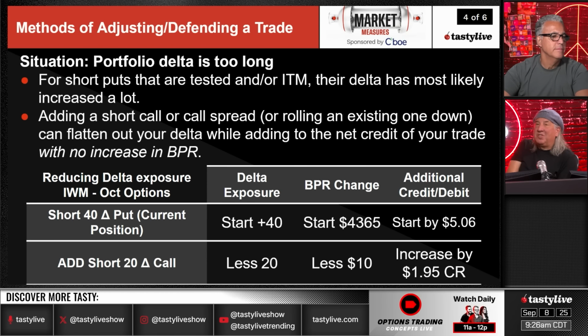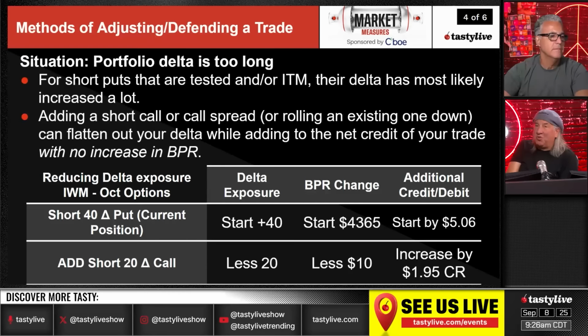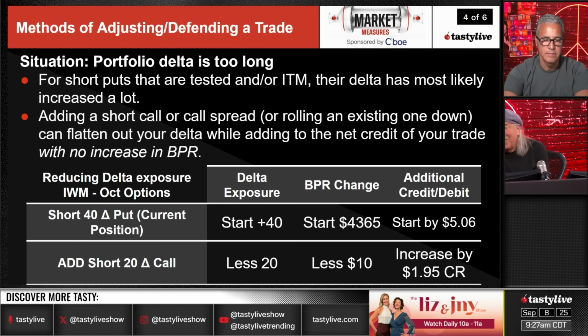Situation number 2. The portfolio delta is too long. You're short a put. So for short puts that are tested and or in the money, their delta has most likely increased a lot. Adding a short call, like Tony said, or a call spread, or rolling down an existing one will flatten out your delta while adding to the net credit of the trade with no increase in buying power reduction. This is typically our go-to move. Against a put, we're going to sell a call or call spread.